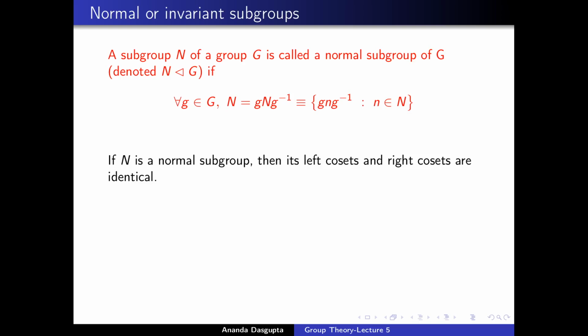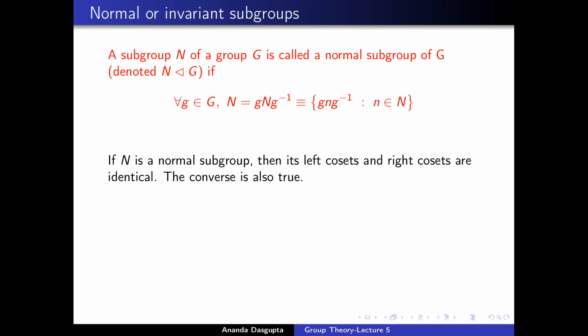Now, it's actually rather simple to prove that the converse is also true. If you have a subgroup capital N of a group capital G, such that for all small g in capital G, small g capital N is the same as capital N small g, then capital N has to be a normal subgroup. And the proof of this converse statement is rather trivial.